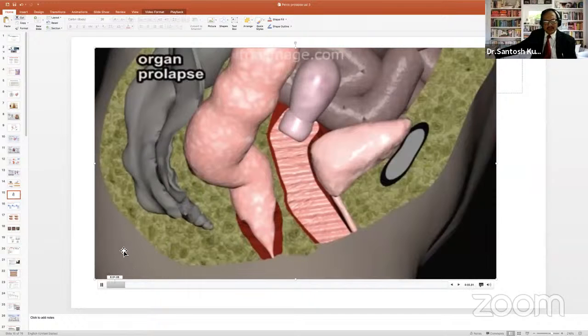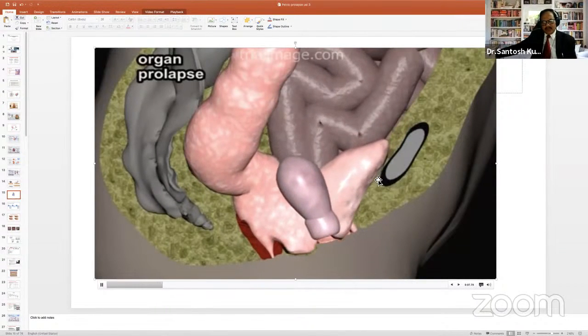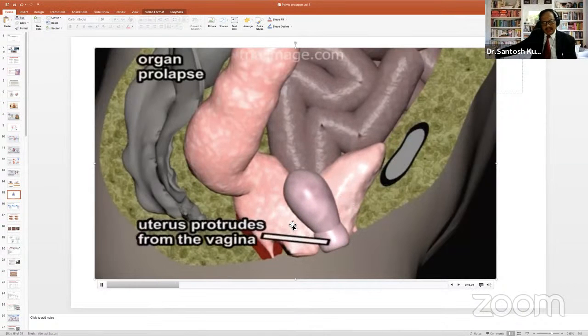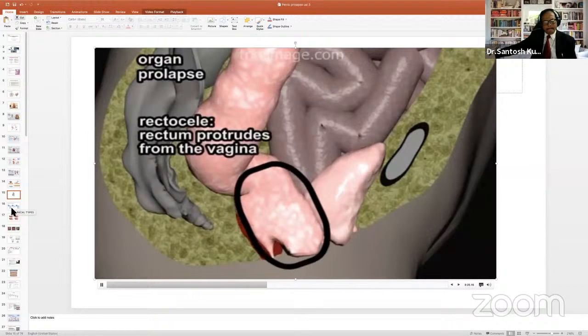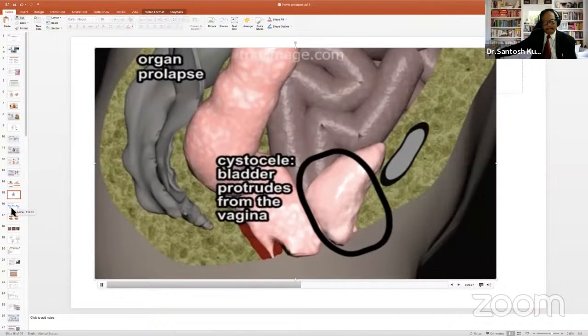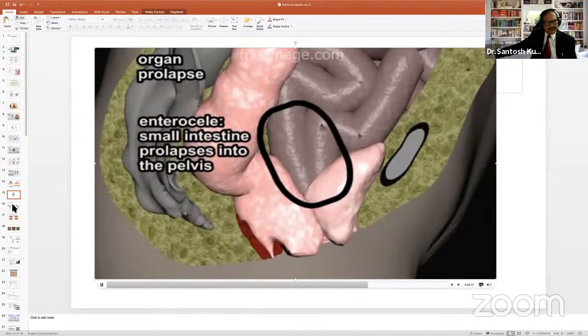This is the video showing how the prolapse occurs. When there is uterine prolapse, there is a chance of cystocele and rectocele also. In cystocele, the bladder prolapses into the vagina, in enterocele, the small intestine, and in rectocele, the rectum.